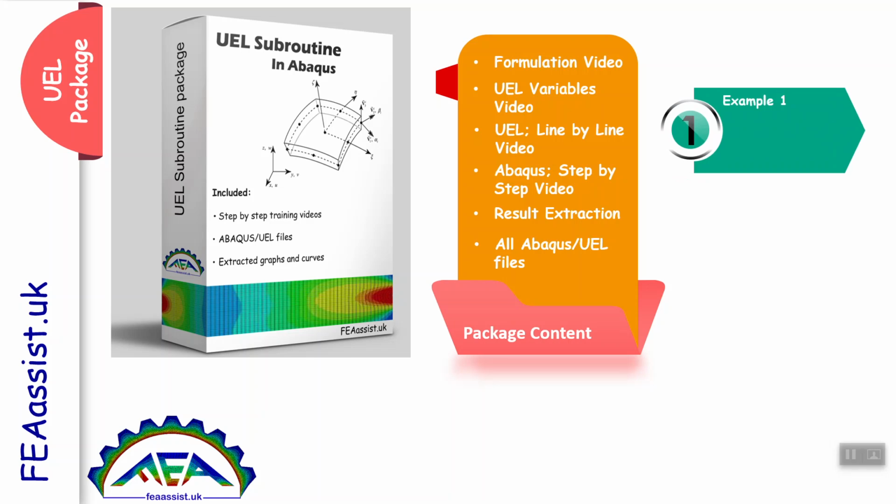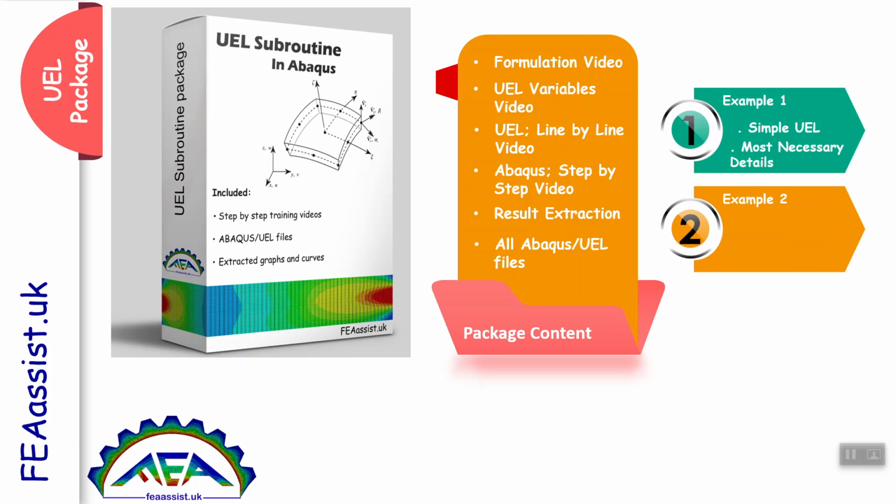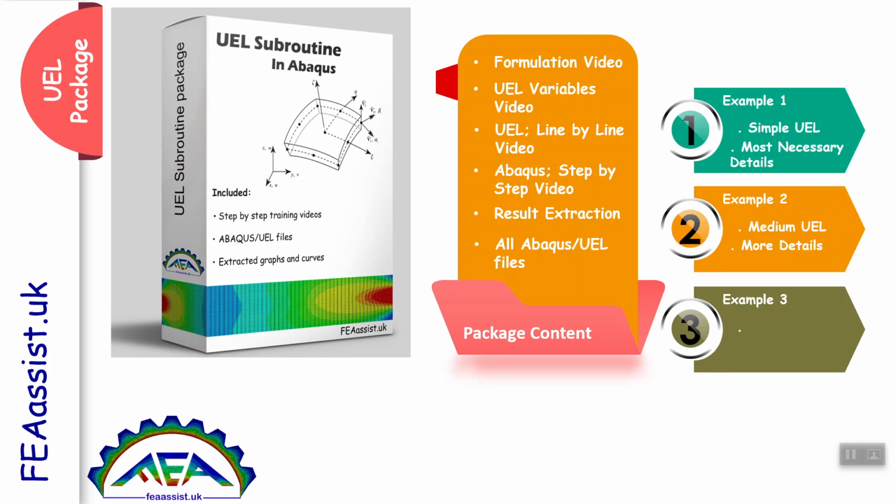This package includes 3 examples. Example number 1 is a simple UEL in which the most necessary details are explained, like RHS and A matrix. Example number 2 is a medium UEL with more details. And example number 3 is a complex UEL in which all details are explained. It is a systematic way to learn complex UEL subroutines.